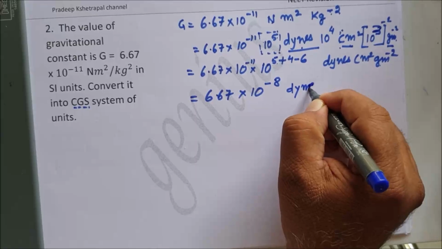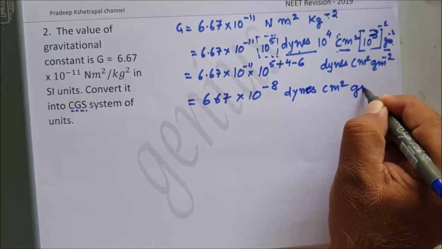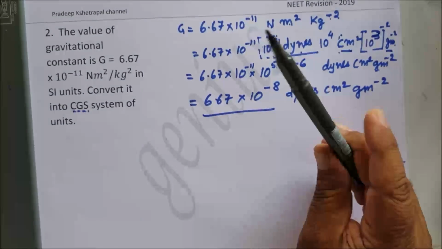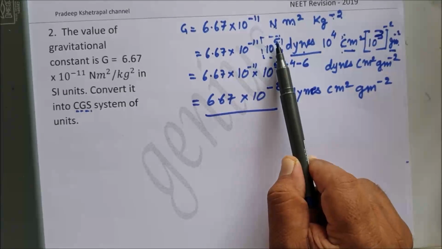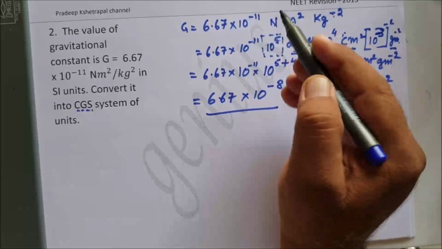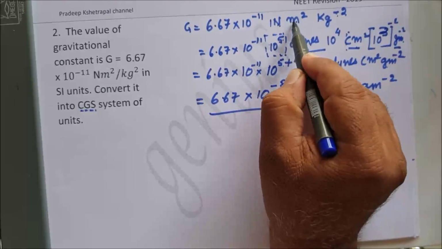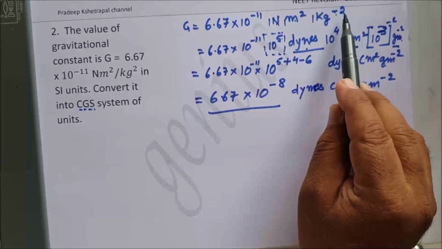That is dynes centimeter square per gram square. This is how we could do it. So please remember, converting Newton into dyne, write 10 to the power 5, because 1 Newton here. You can assume that this is 1 Newton. This is 1 meter square, this is 1 kg per square kg.